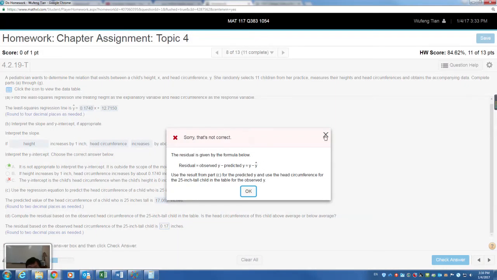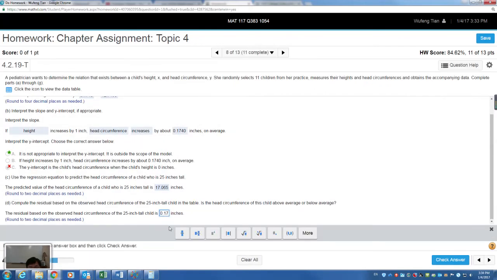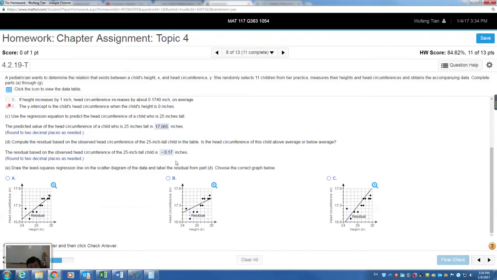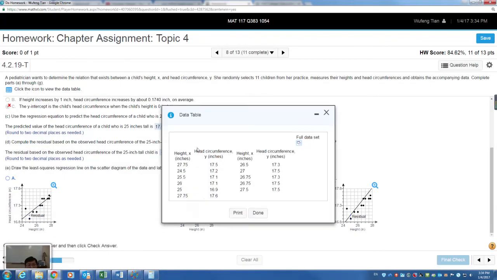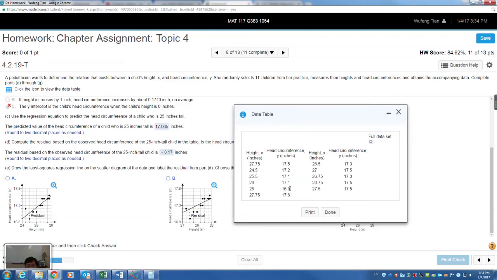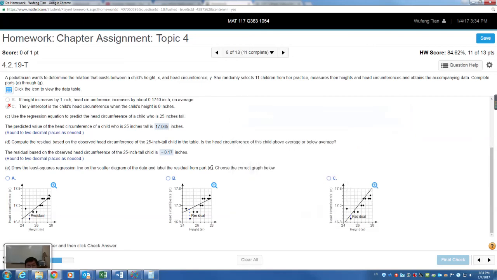So y, okay, the negative. Okay, so because it's 17, y is the observed value minus this value. So 25 you got 16.9, subtract 17.065. That's the difference of the observed value and the average value. The model value is this one. So y minus y hat is this number. You got negative 0.17. So which graph is right one?